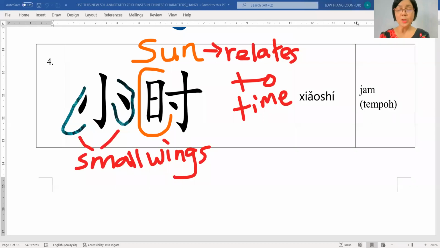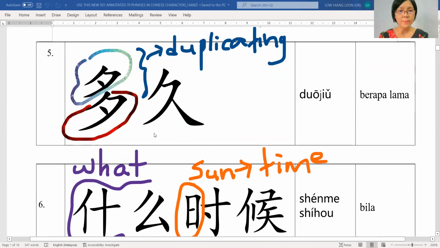Okay. May 老师 have the next one to explain number 4. 小雪 jump. And so the small wings, it represents the xiao. And then the sun, the radical of sun, it relates to time as the older people, they use the sun to predict, to see the shadow as a guidance of time. Okay, acceptable. All right, how about next one?